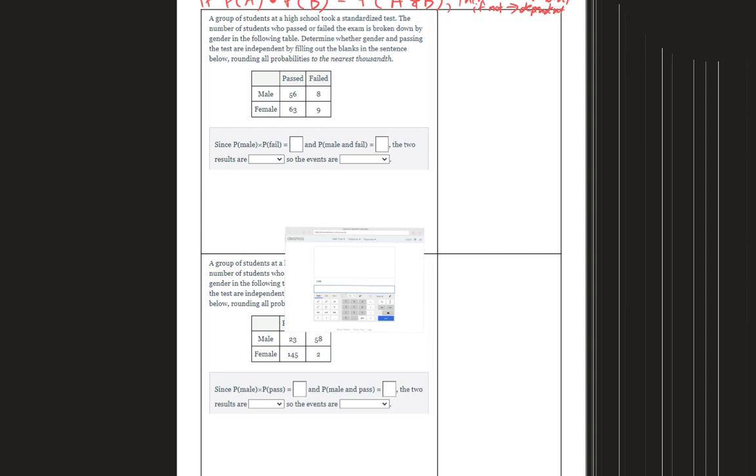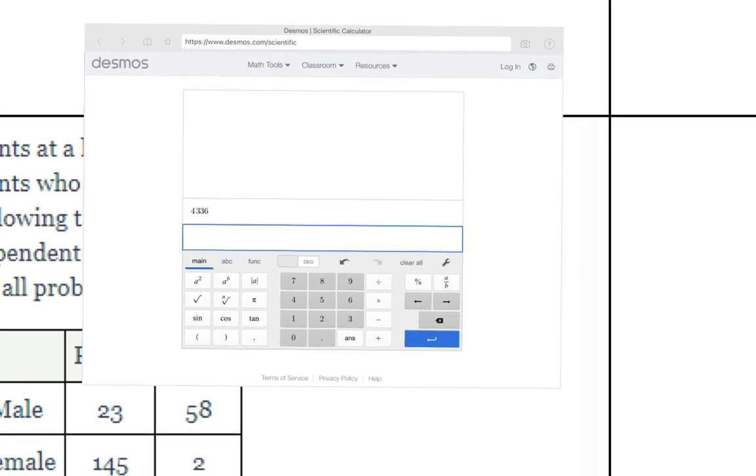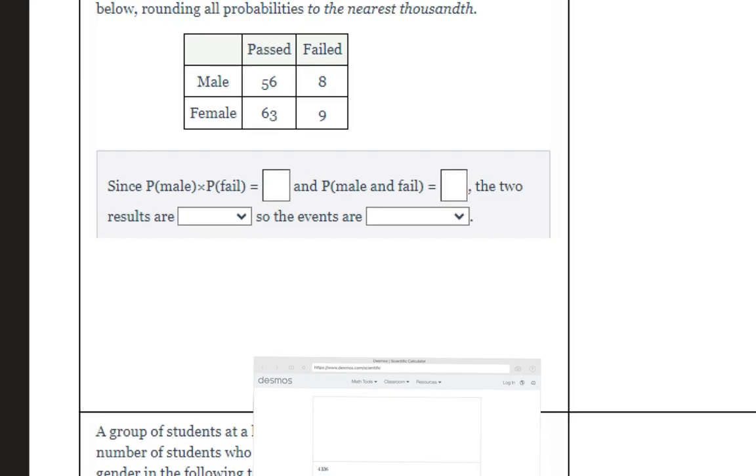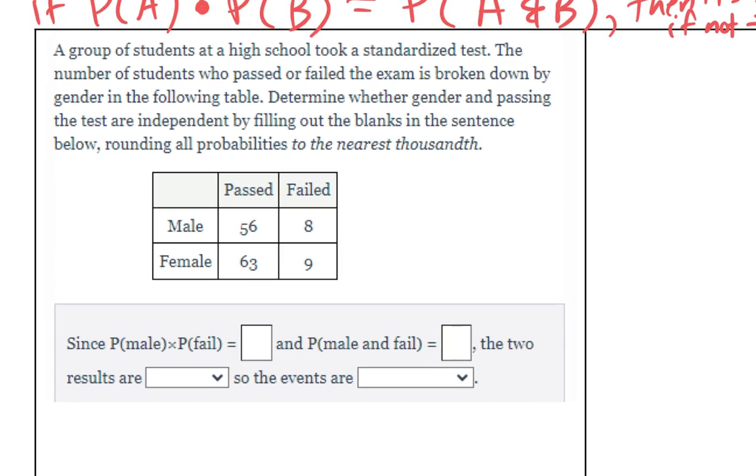So we are going to use our Desmos calculator. Just like I've described to you, I've added this website on our Google Classroom, so you can type in desmos.com/scientific, or you can just push that link. Okay, so we're going to use that in our practice. All right, so I'm going to show you using this one compared to our yellow calculator, which we did last time. All right, so let's take a look at this problem right over here.